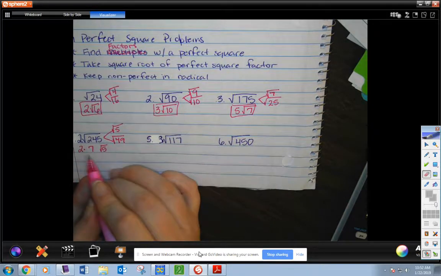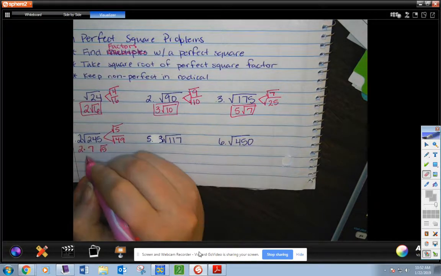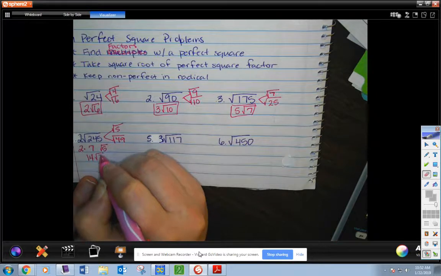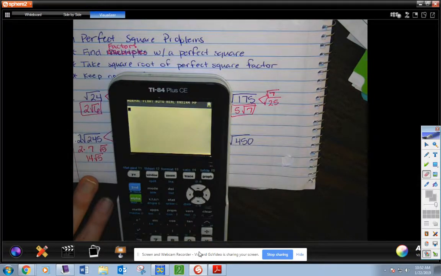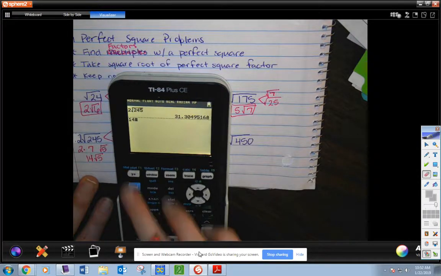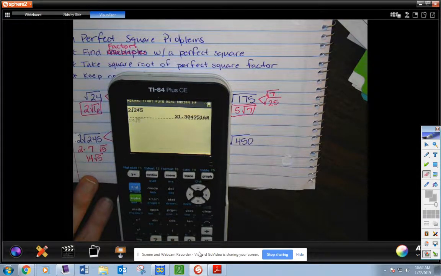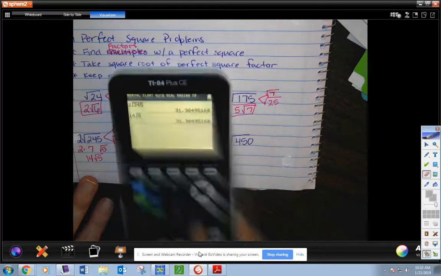Now it says 2 times 7 square root of 5. Well, 2 times 7 is 14, and then keep square root of 5. So now when I go to check my answer, I'm going to do 2 square root of 245, and then I'm going to do 14 square root of 5, and I should get the same thing.